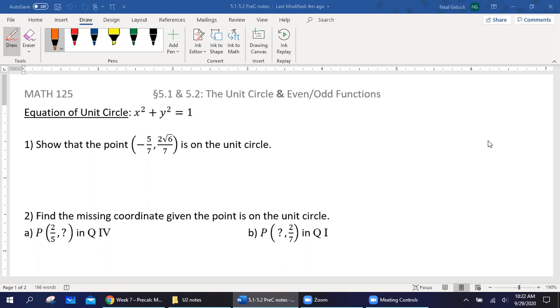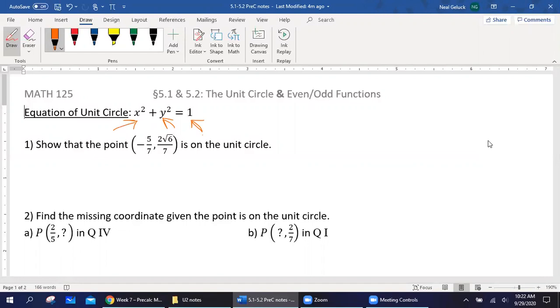The unit circle does have an equation. If you remember the equation of a circle, we have x minus h squared plus y minus k squared, but if it's centered at the origin, it's just x squared plus y squared equals r squared. The unit circle has a radius of 1, and 1 squared is 1. So the unit circle, again, does actually have its own equation.